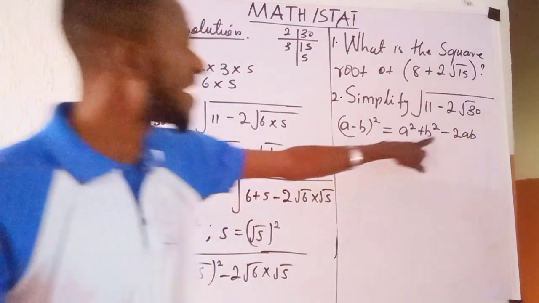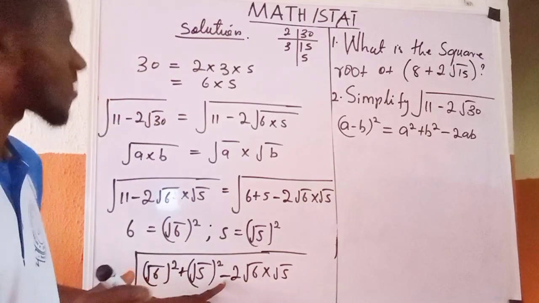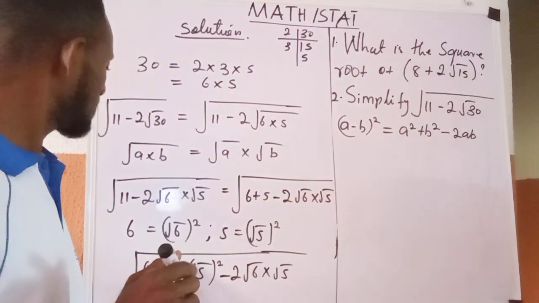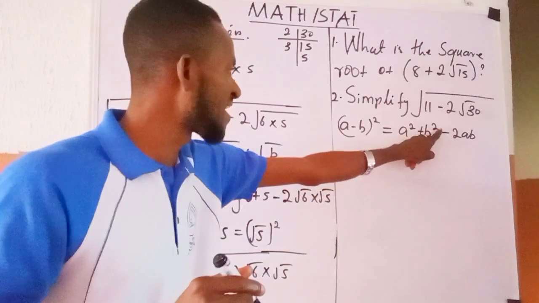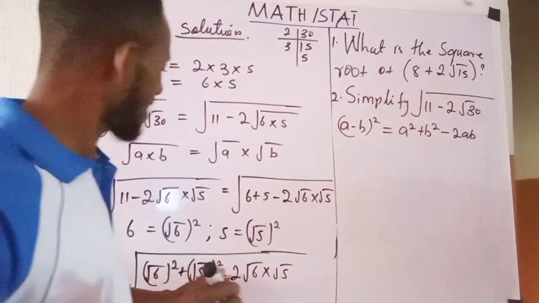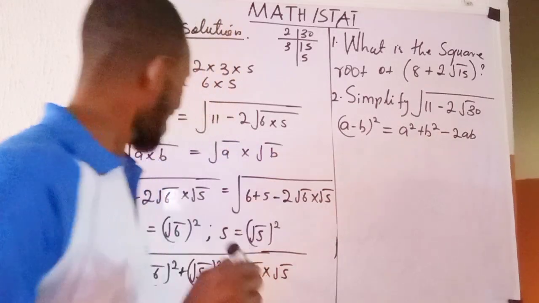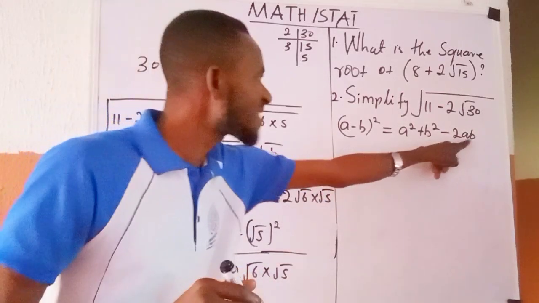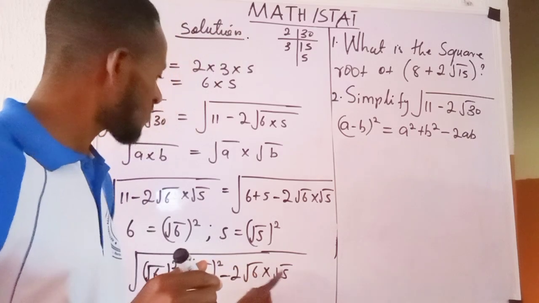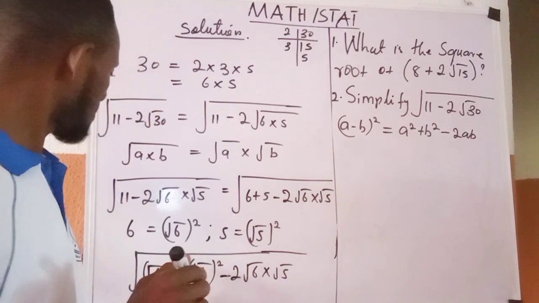Then let us compare this with what we have under here. This is A raised to power 2, just like I have root 6 raised to power 2. This is B raised to power 2, just like I have root 5 raised to power 2. Here is minus, here is minus, here is 2, here is 2. Here is AB, which is root 6 multiplied by root 5, coming from here.